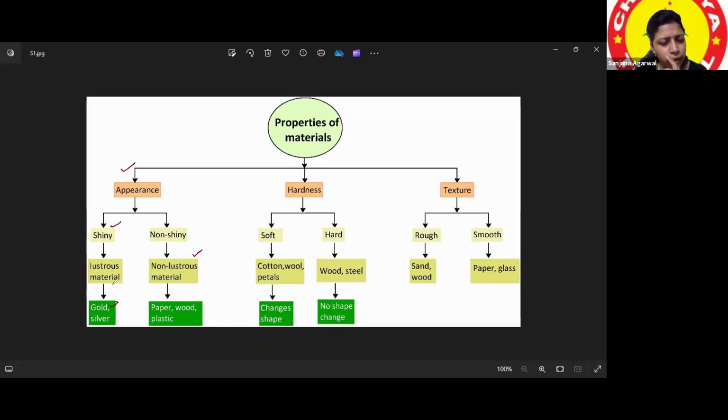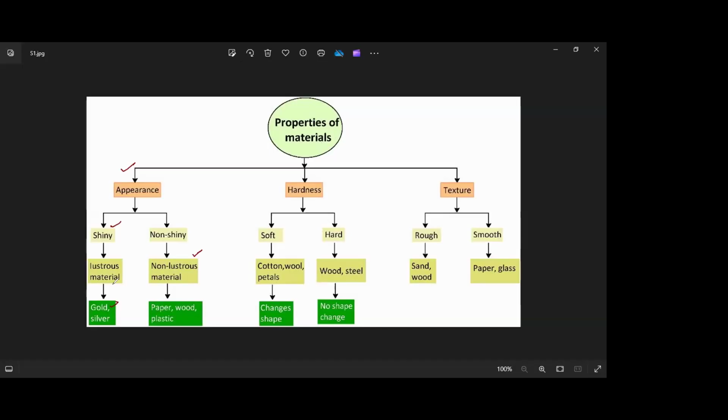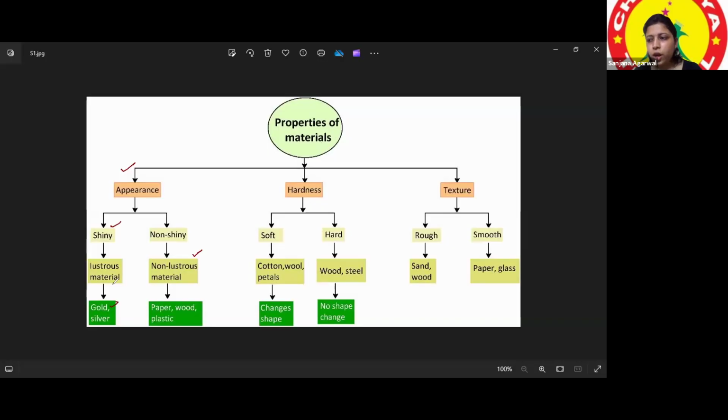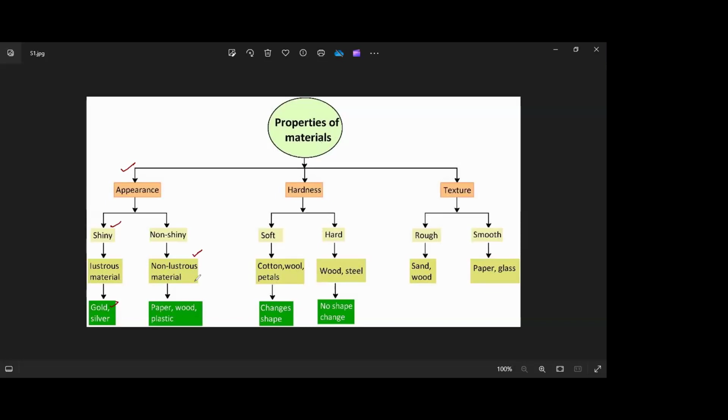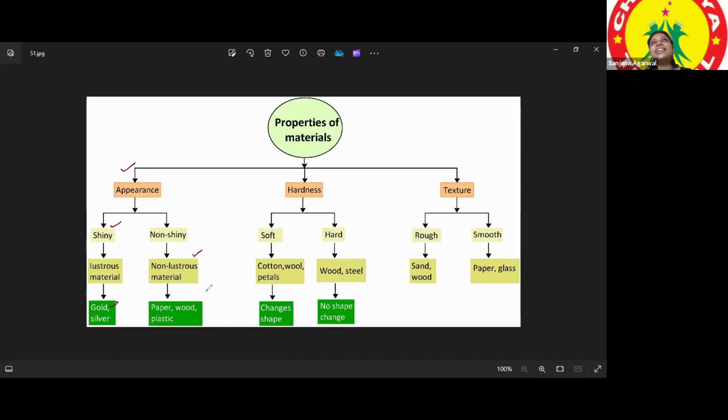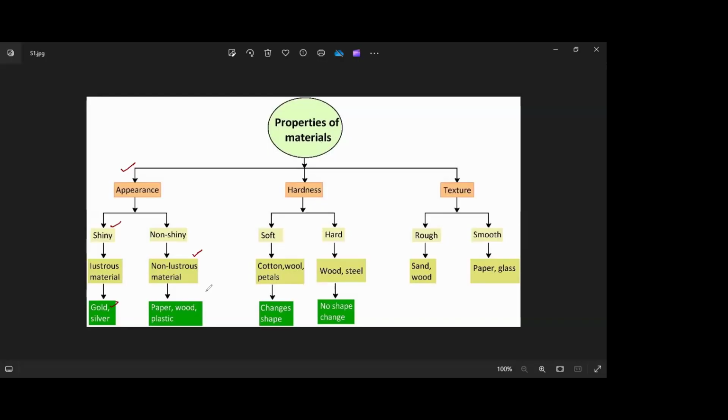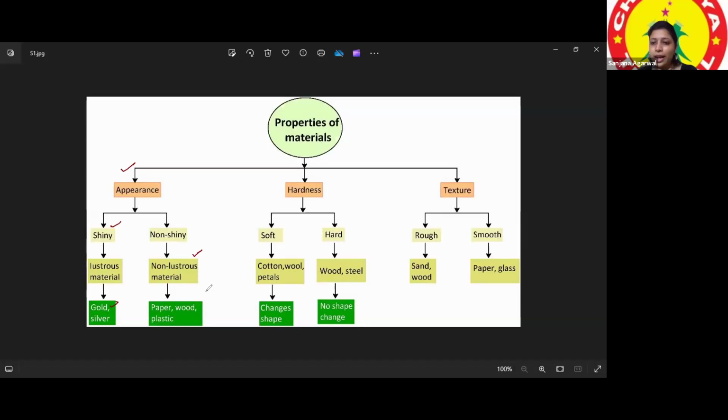Adya, can you speak loudly? Ma'am, steel. Steel, yeah, correct. Nowadays, we use stainless steel utensils, those are all shiny. Ma'am, copper. Copper, okay. Ma'am, beryllium. Beryllium, okay. Ma'am, glass. Glass, yeah, glass can be shiny.